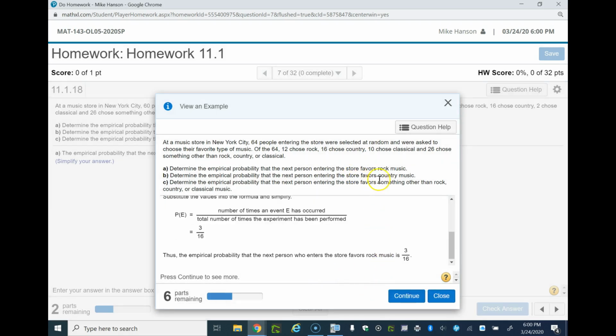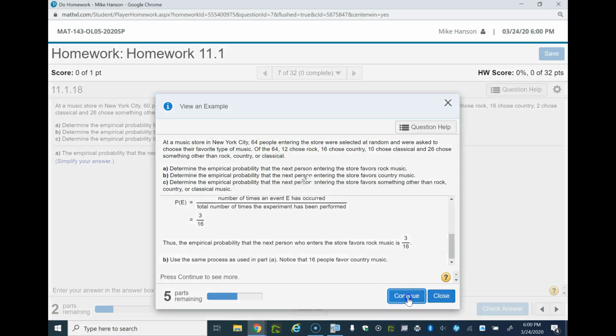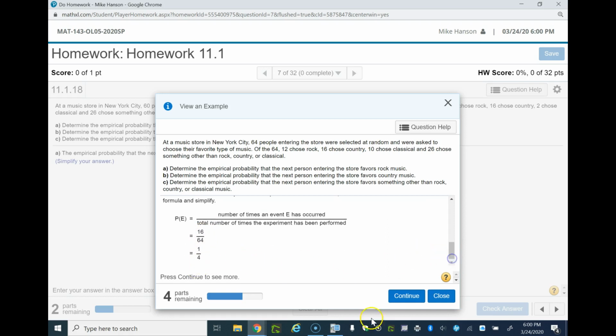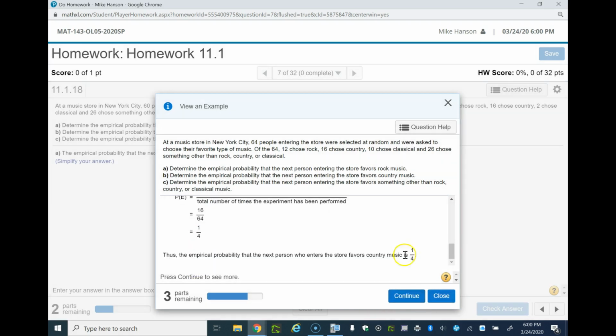So the second one says, what about country music? Country music has 16 over the 64. You put that in your calculator and reduce it, and 16 over 64 reduces down to 1/4. The last one asks, what is the probability that the next person entering the store orders something other than rock, country, or classical music.